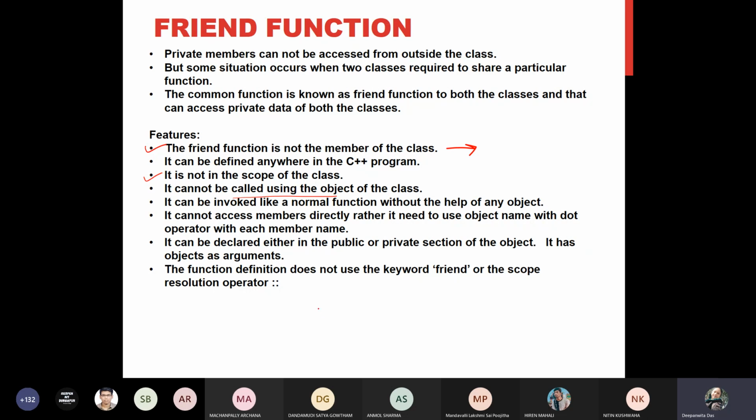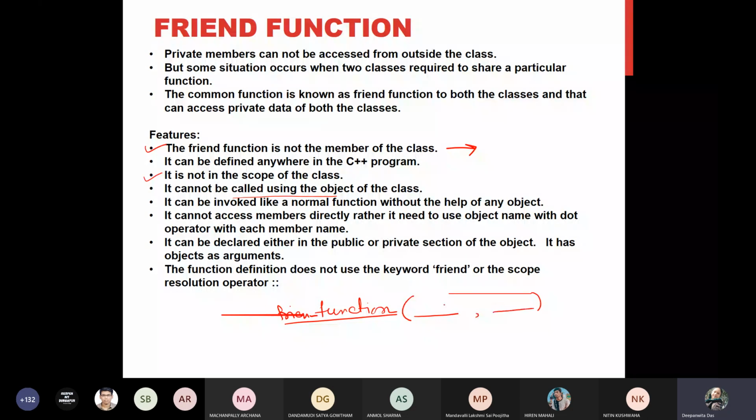If I write a friend function like this, the name is not actually "friend function"; I'm just making you understand this. Any name you can take, preceded by the keyword friend. If it is a friend function, it normally takes objects as arguments. An object can access the data members using the dot operator.